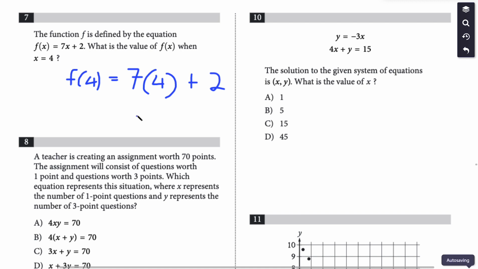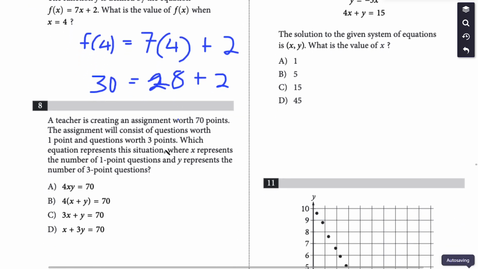7 times 4 should be 28 plus 2. And I know this 2 for some reason looks like a 1. Let me rewrite that. All right, so when you do that, you should have 30. 28 plus 2 should be 30. So that should be your answer for this one, number 7.